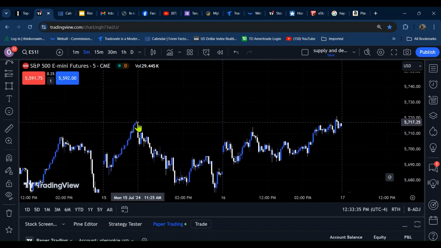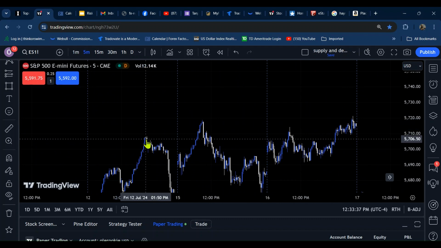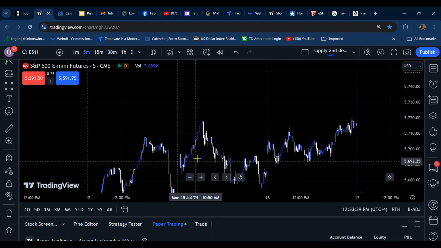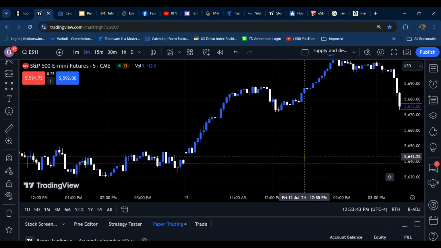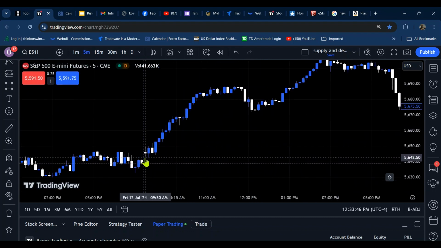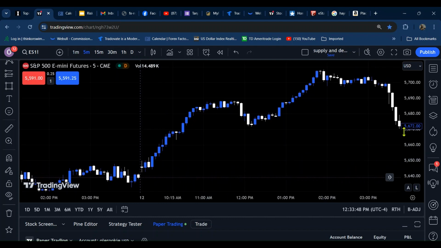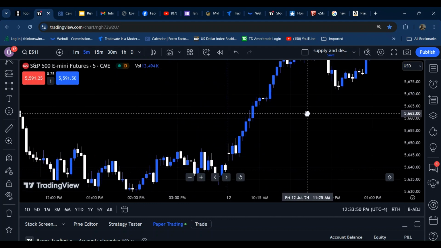Here we can see a high point. See, it took out that one. We can do a reversal on the low end, like right here. So we had a little bit of an opening gap. Let's see if we have a fair value gap in there.